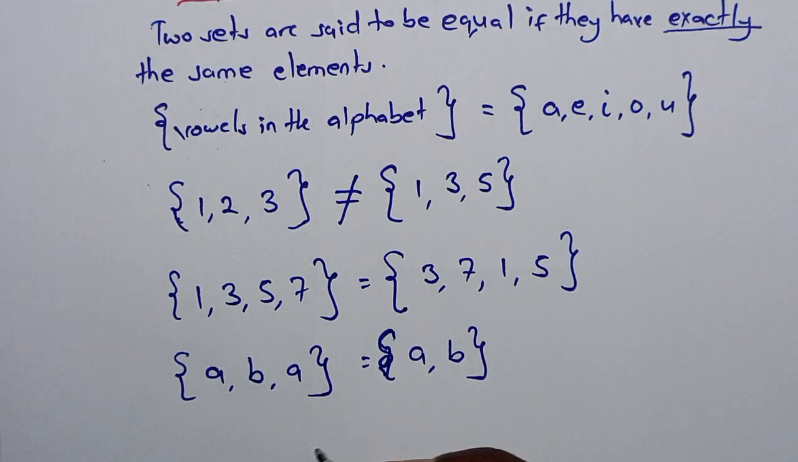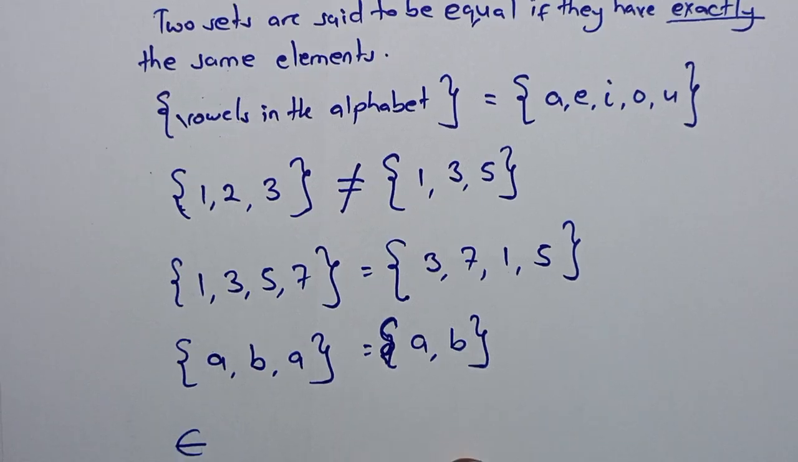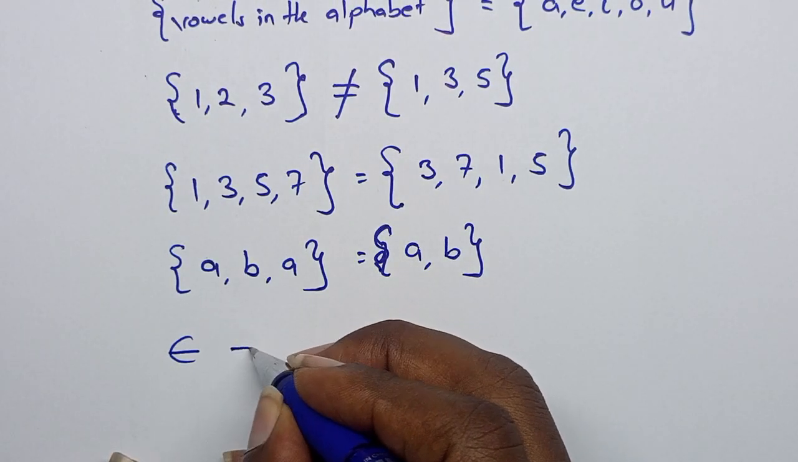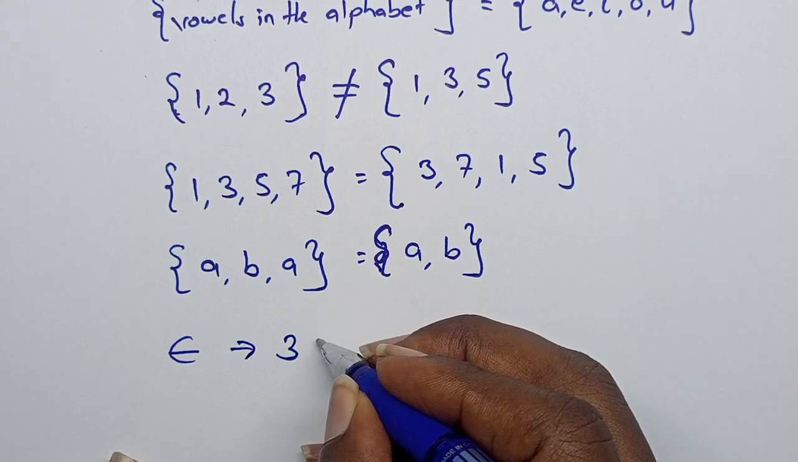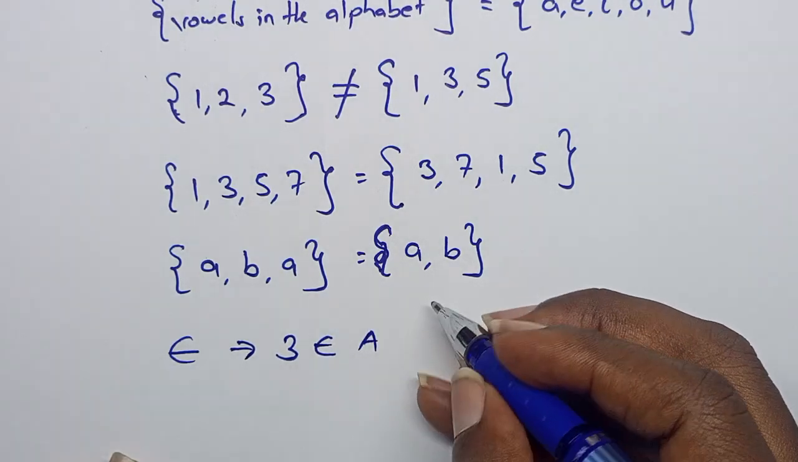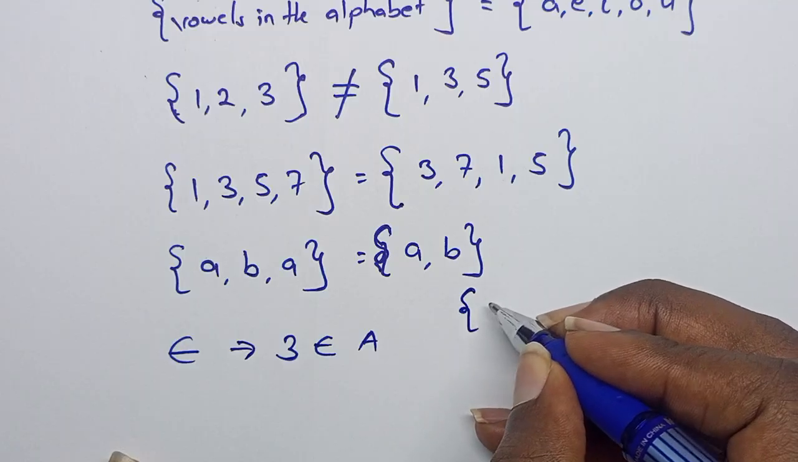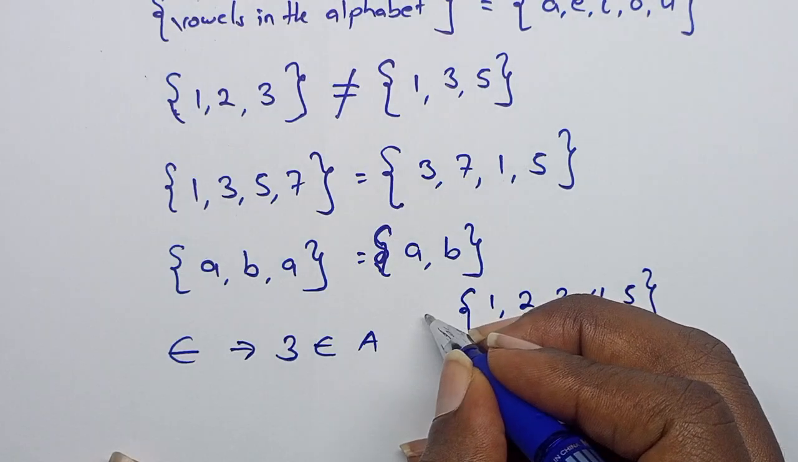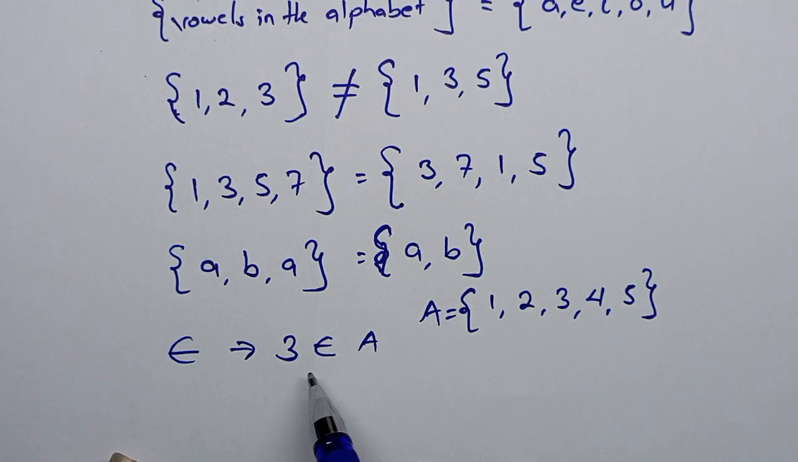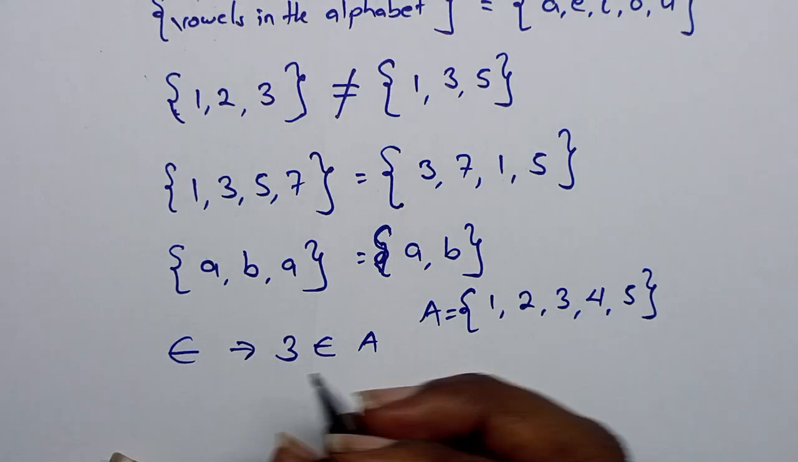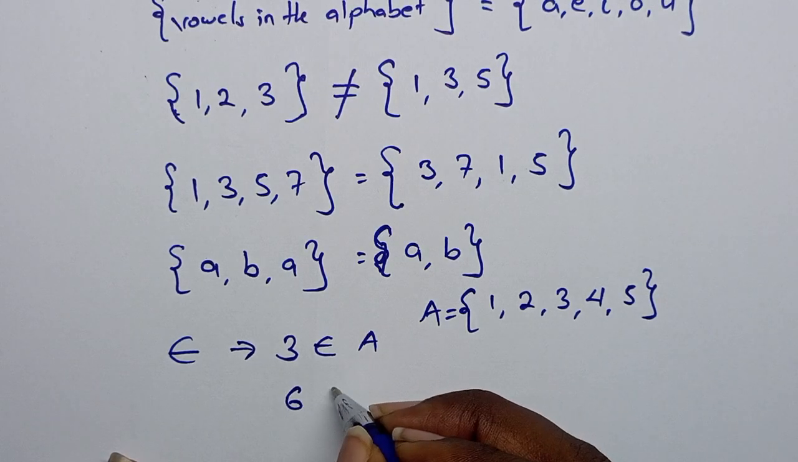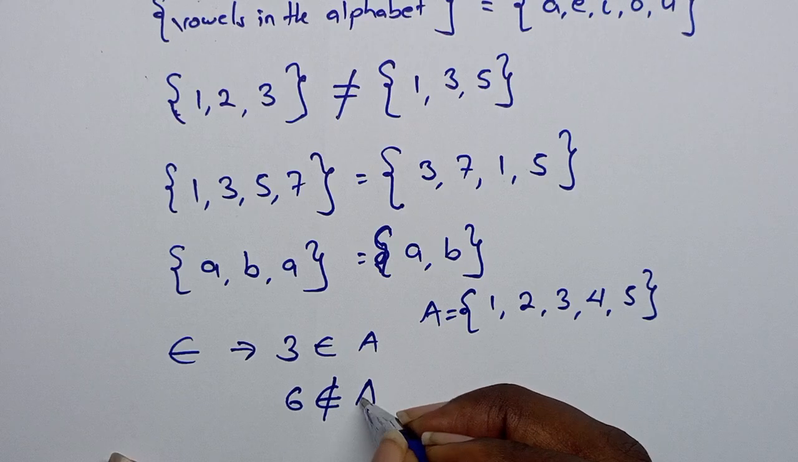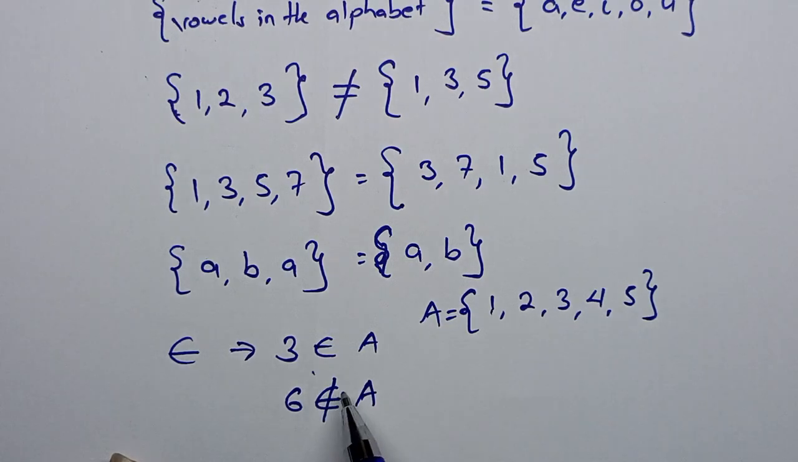Now, element of is represented by this symbol here. So you can say 3 is an element of set A. For example, if you have this set here, with 1, 2, 3, 4, 5, and this is set A, you can say 3 is an element of set A. Now, you can say 6 is not an element of set A because it's not among these. So 6 is not an element of set A, while 3 is an element of set A.